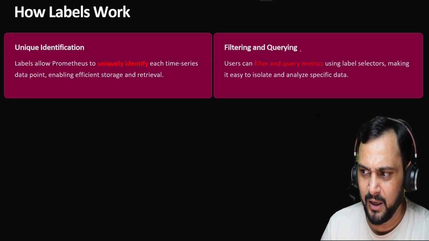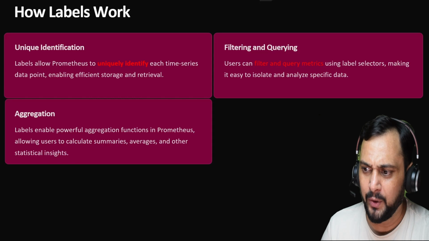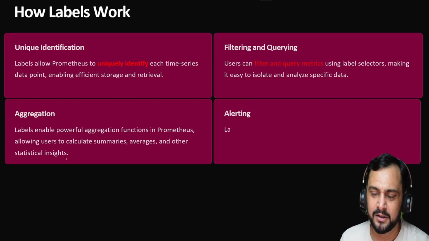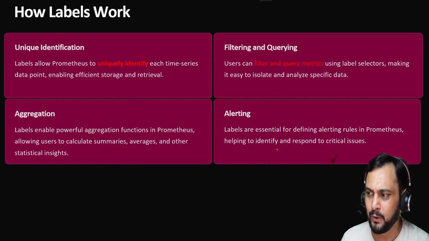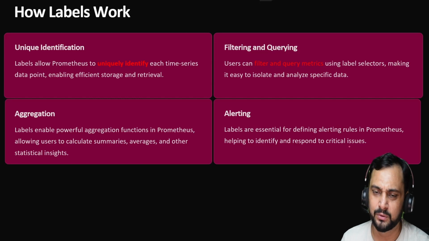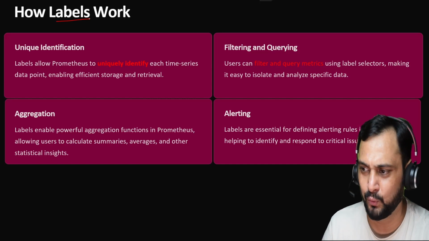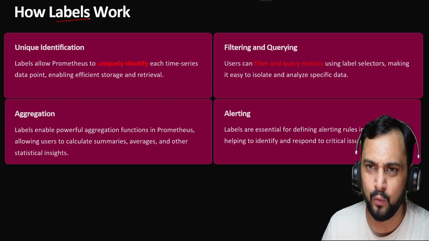So now we understand filtering and querying. Take an example of aggregation. Labels enable powerful aggregation functions in Prometheus, allowing users to calculate sums, averages and other statistical insights. And the last one is alerting. It is also used for alerting. Labels are essential for defining alerting rules in Prometheus, helping to identify and respond to critical issues. With the help of labels, we can use them in many places and we will explore gradually. Don't worry, we are not going too deep, we are just checking what labels are and how we can use them.